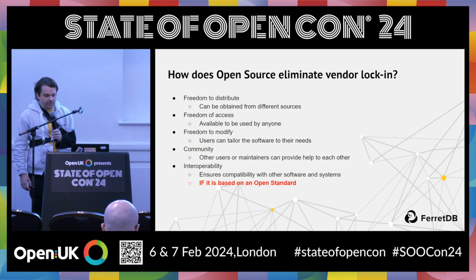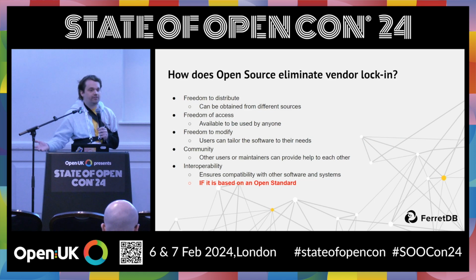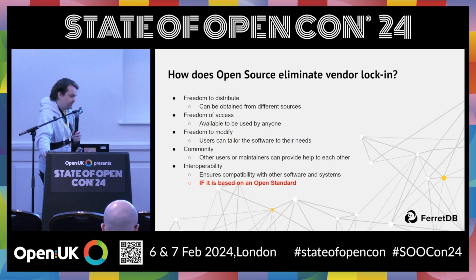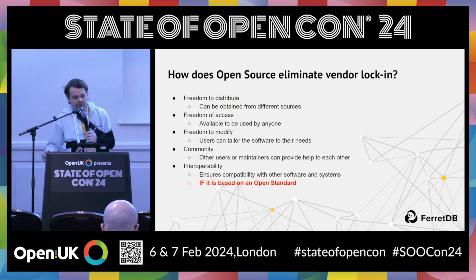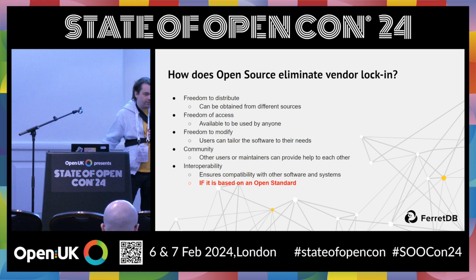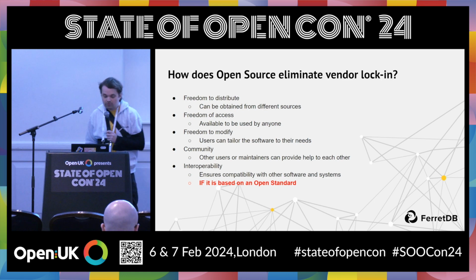So how does open source eliminate vendor lock-in? Anybody can distribute an open source software, so you don't have to wait for one vendor to get your software from. It is available to anyone. There's no discrimination. There's no one to tell you that you in particular are not allowed to use the software. There are a lot of maintainers, a lot of experts around open source projects optimally, and that provides you the confidence that if something happens, then you will have someone to go to.